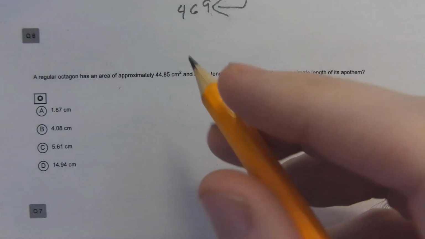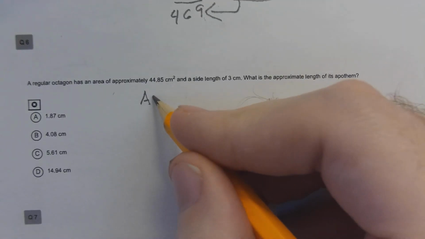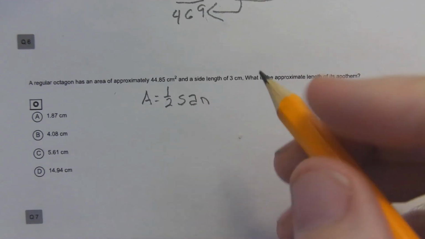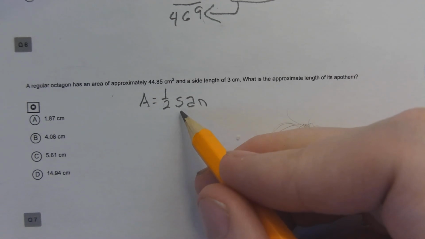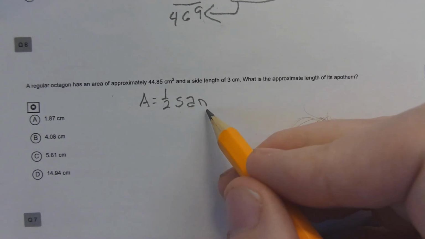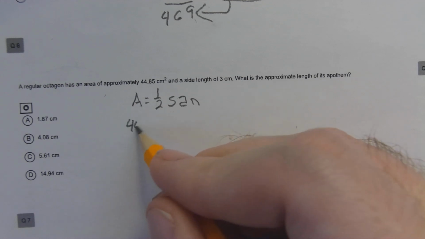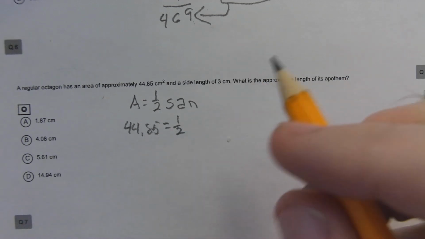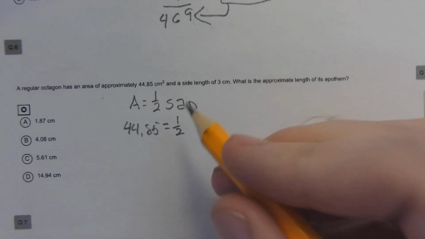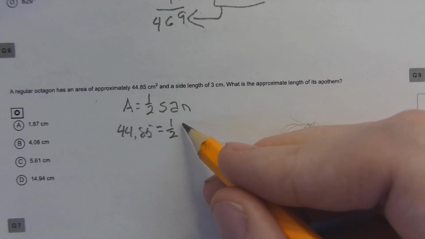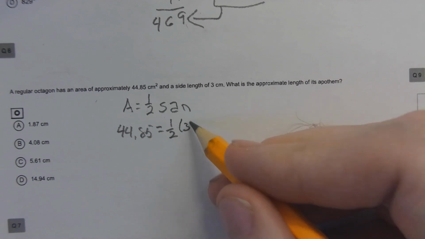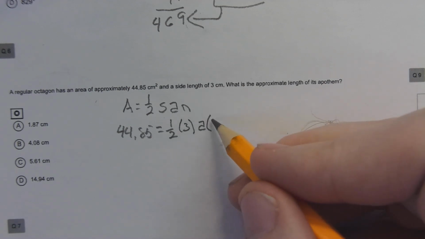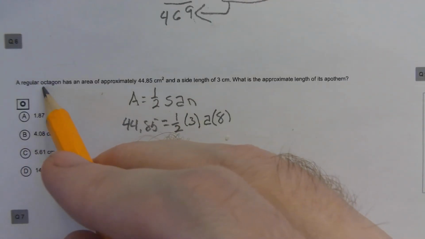What we should do is use the formula A equals 1/2 SAN, where S is the side length, A is the apothem, and N is the number of sides. Now we know 44.85 is the area. 1/2 is the constant that we multiply by. We know the side length is 3. We don't know A, that's what we're looking for. And we know the number of sides is 8 because it tells us it's an octagon.